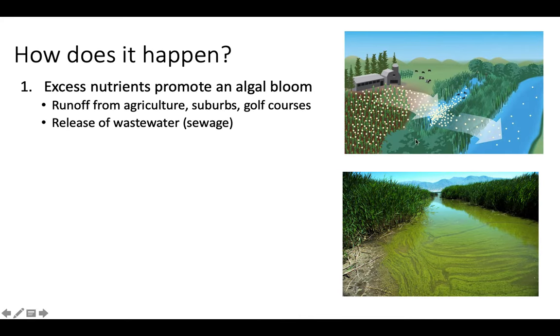It can come from runoff from agriculture, from suburban lawns, from golf courses, but it could also come from the depositing or pollution of wastewater, sewage water. It could be treated, it could be untreated, but it can still deposit excess nutrients in an aquatic ecosystem. And that's going to lead to this algal bloom where you've got a lot of algae growing very quickly.